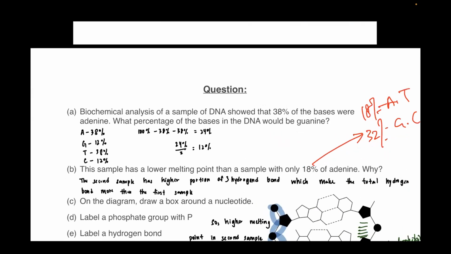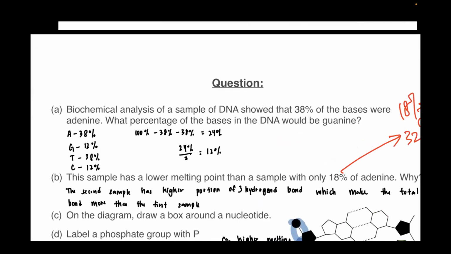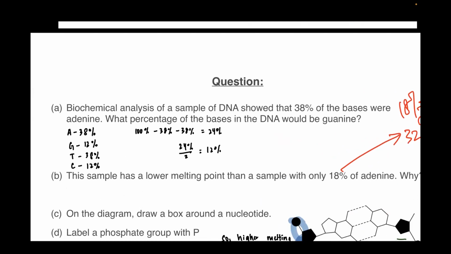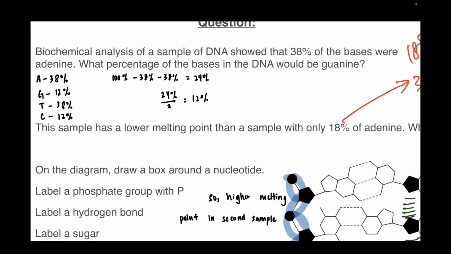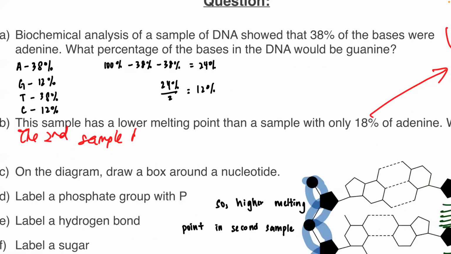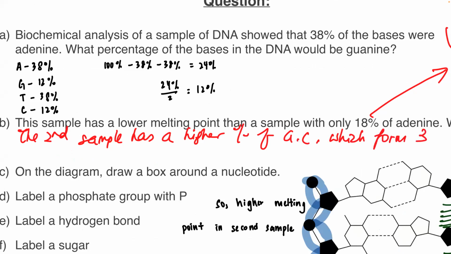I think I'll just rewrite this answer for you. The second sample has a higher percentage of GC, which forms 3 hydrogen bonds.